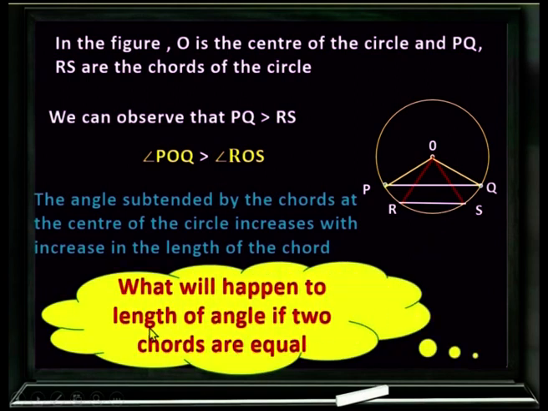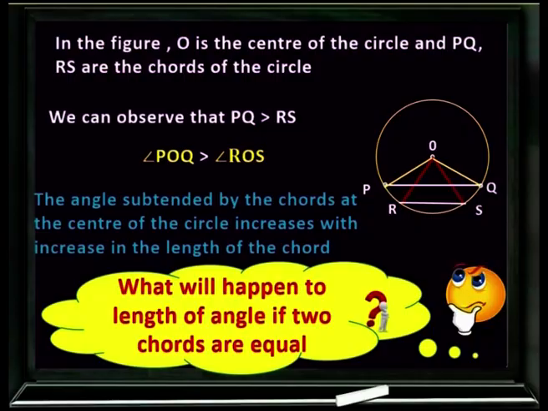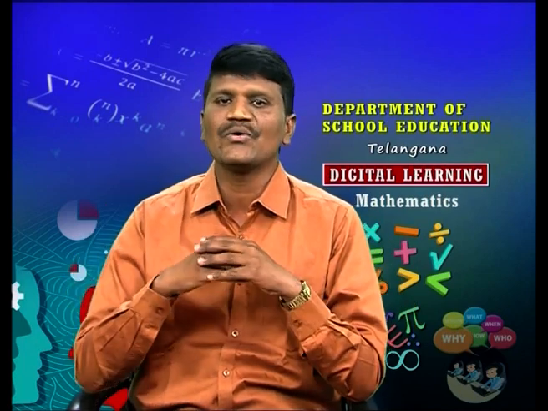So what will happen to the length of angle if two chords are equal? Here what we have observed is that the angle subtended by the chords at the center of the circle increases with the increase in the length of the chord. If the length of the chord is increasing, the angle is also increasing. If the length of the chord is decreasing, the angle is also decreasing.